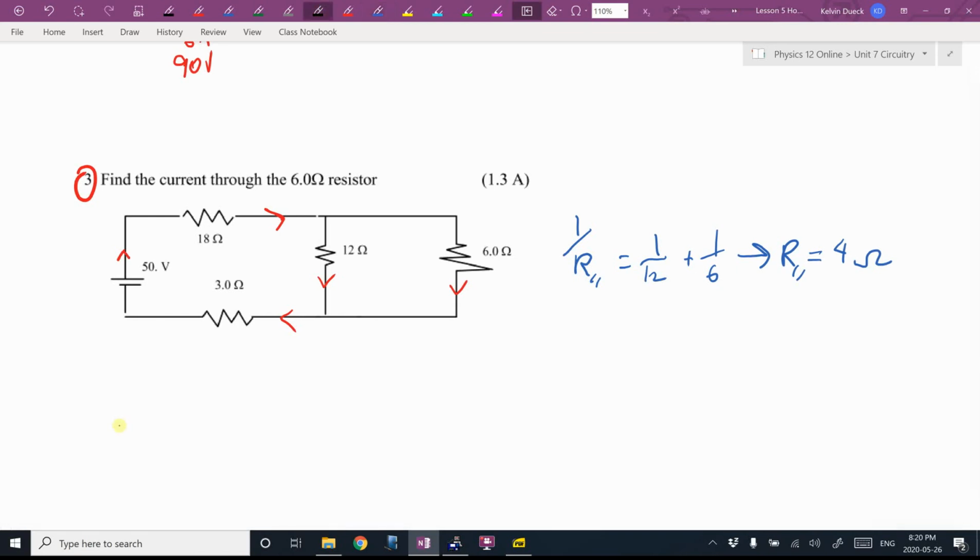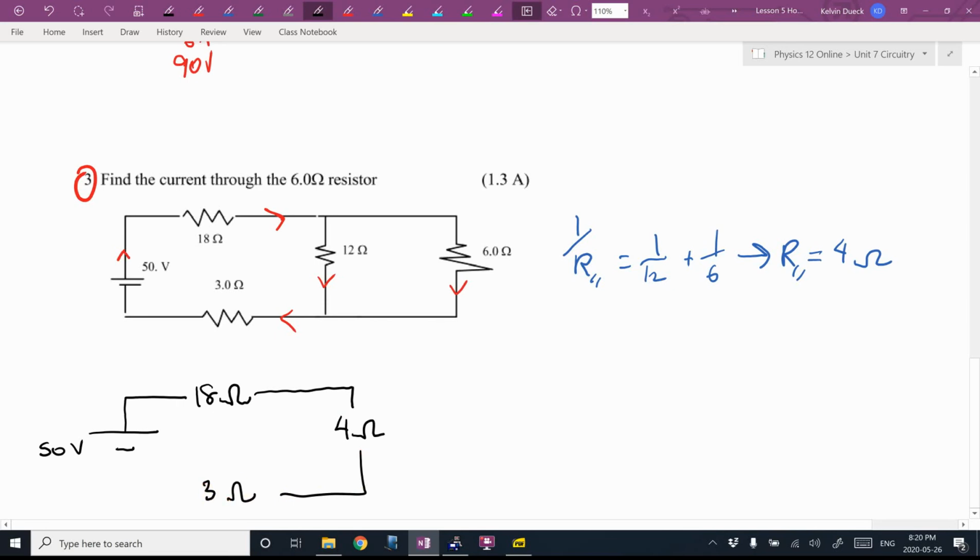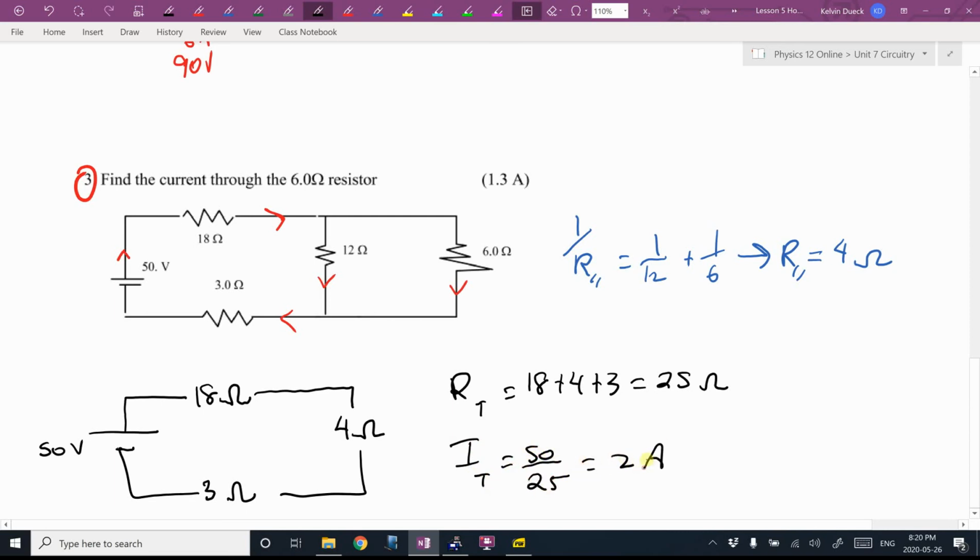So this circuit is really the same as a 50 volt source, an 18 ohm resistor, a 4 ohm resistor, and a 3 ohm resistor, which means our total is 18 plus 4 plus 3, 25 ohms. V total is 50. I total is going to be 50 over 25. I can do that in my head. 2 amps. I usually put boxes around stuff.